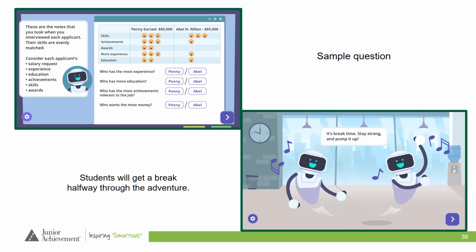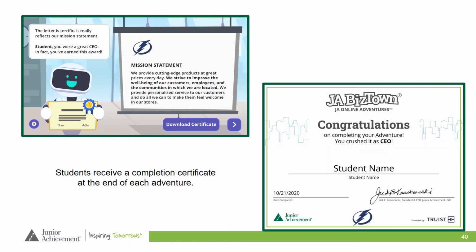Another type of question is shown here. Students will answer a series of questions using the table provided. A fun video will appear about halfway through the adventure to give the students a break and make the experience fun. At the end of each adventure, the students are congratulated and will have the ability to download and print a certificate with their business. The certificate will reflect their role and business they worked for as well.